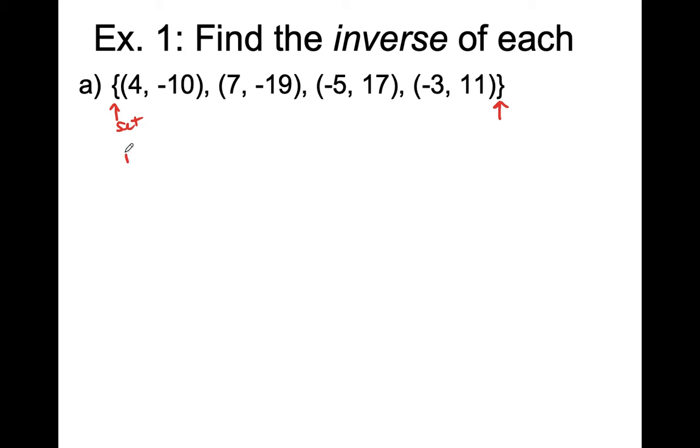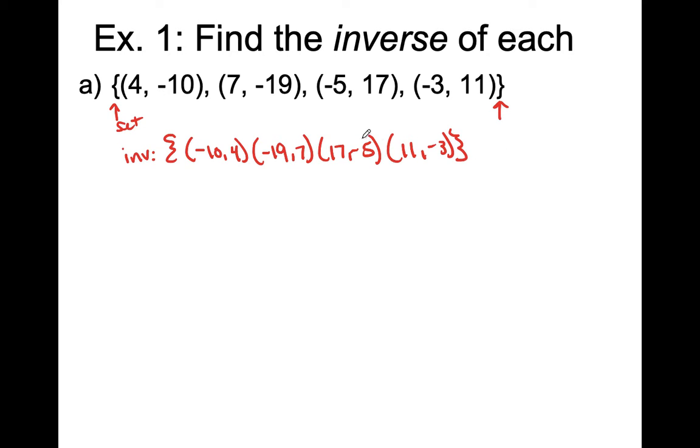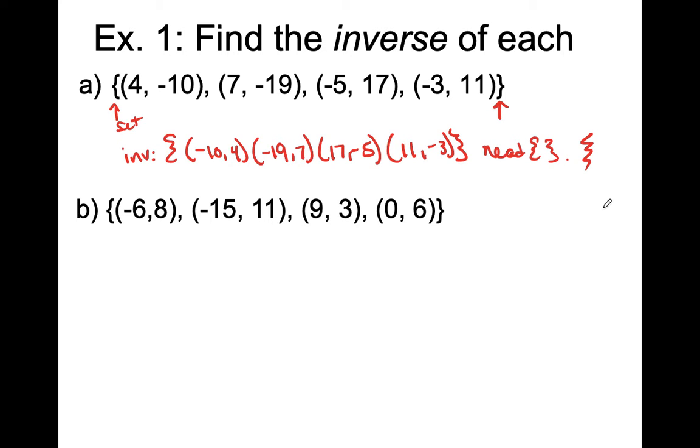So the inverse would be the set with the ordered pair (-10, 4), the ordered pair (-19, 7), (17, -5), and (11, -3), and then we close the braces. So those braces are very important. Make sure you have those braces in there to signify that it's still a set. If you're not the best at drawing them, you can always just draw a squiggly line. That's fine. All right, go ahead and try letter B on your own.